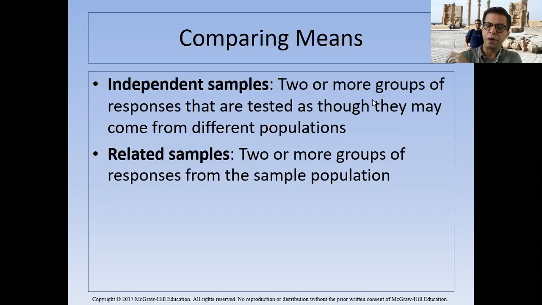When you do a comparison for the means, you have two types of comparisons. You have independent samples, where the samples come from two different groups that are not connected to each other. And then you have related samples, which come from only one group.